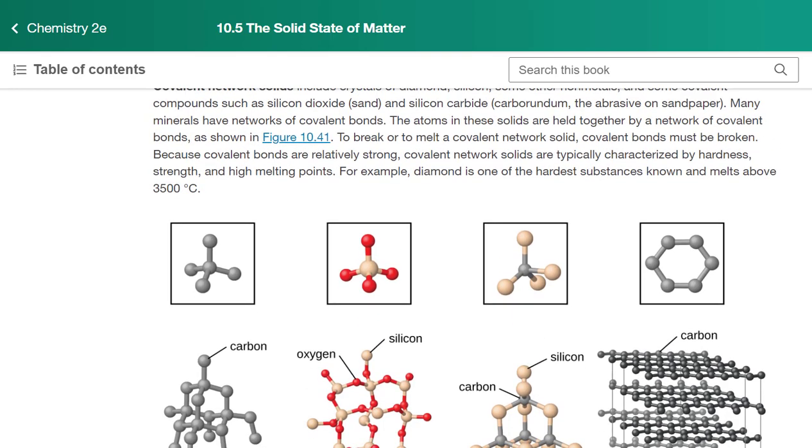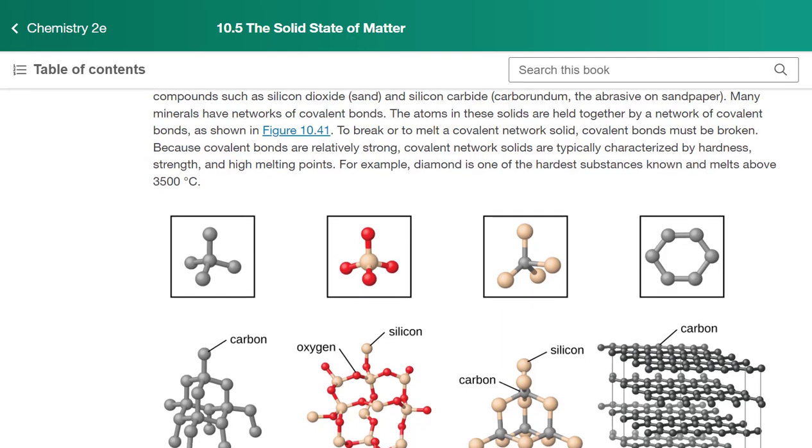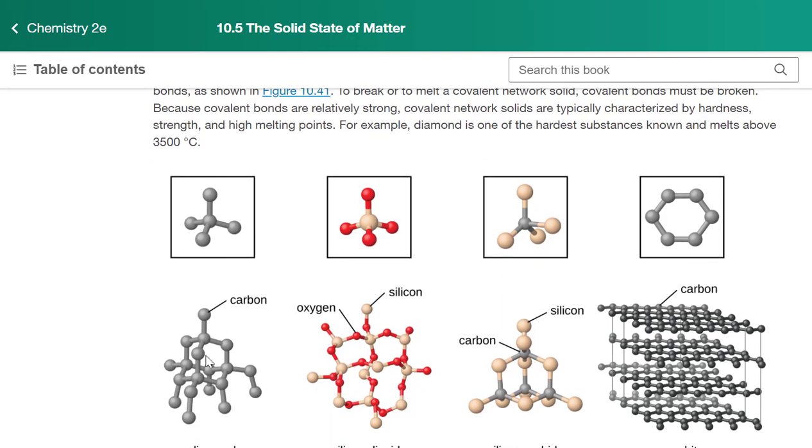These would have very, very high melting points, but they're also very brittle. They do not easily shape the way metals do because you have to break the bonds. The bonds are not delocalized. They are specifically between atoms, as we're showing in these figures here.